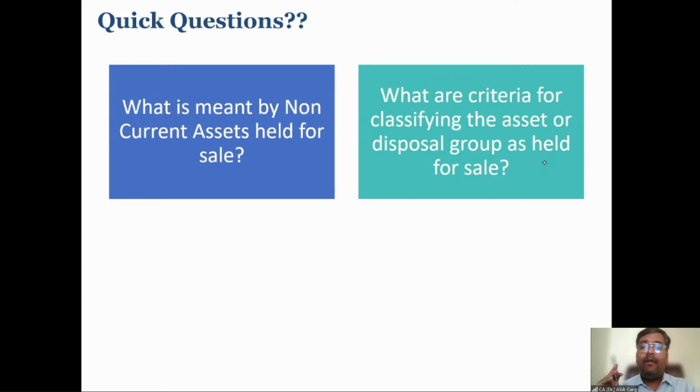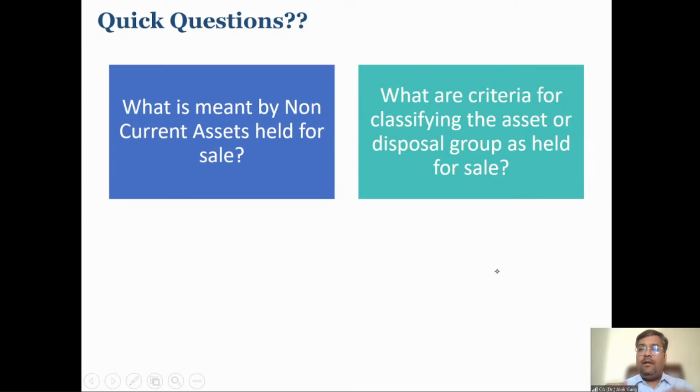First, management must be committed to a plan to sell the asset. Second, an active program to locate a buyer, so buyer searching has been started, quoted at a reasonable price. Fourth, the sale is likely to complete within 1 year, right? Fifth, it is unlikely that the plan will change. It is unlikely that the plan of sale will change, right?